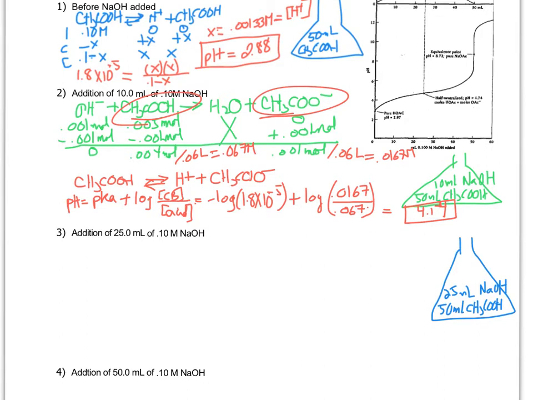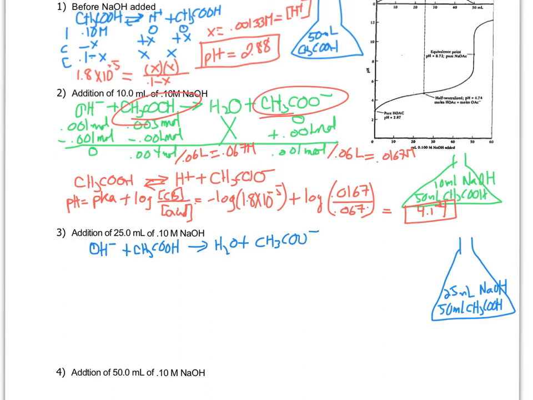So what's going to happen? Those two are going to react together. Let's write our reaction. OH minus. Again, I use OH minus because it's a strong base. If you want to use NaOH, you can, but I'm just writing the net ionic there. CH3COOH is my acid. This is a complete reaction. You get water and acetate ion again.